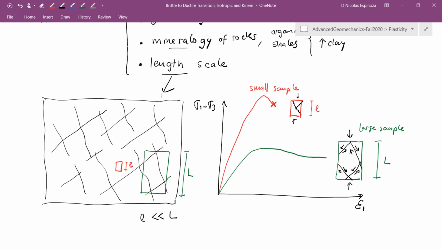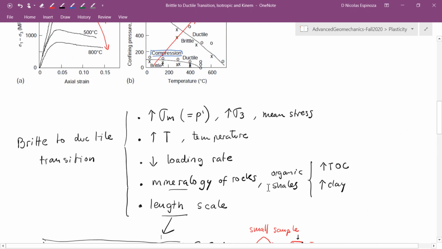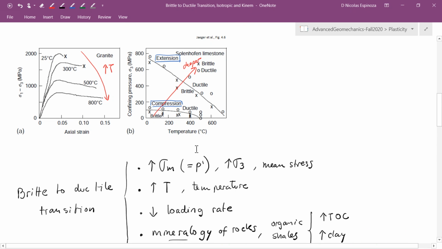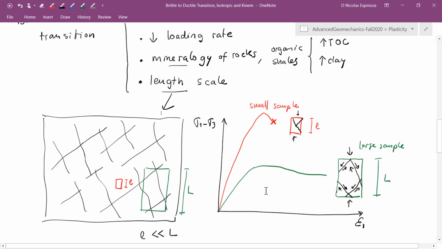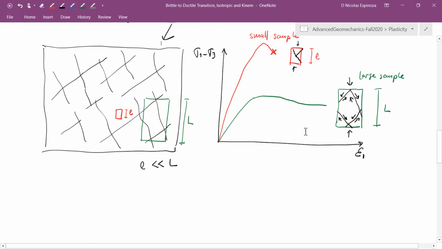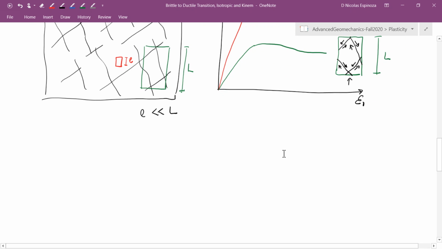All right, and there is one more thing that I'd like to share with you, and this is also linked to the brittle and ductile transition. In this brittle to ductile transition that we have seen with mean stress, with temperature, with mineralogy, with change of length scale, we have often assumed that there is something called isotropic hardening. And what that means is that the yield surface changes in all directions the same way.